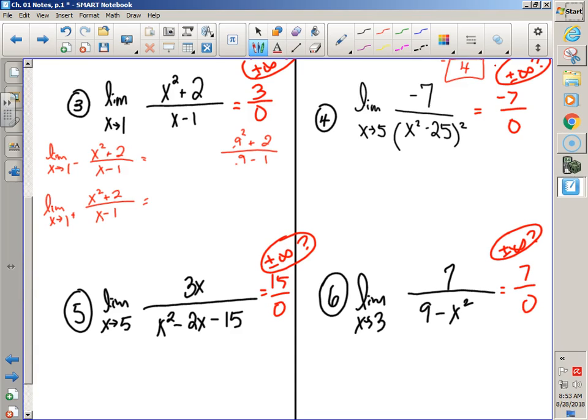What's the sign of the top? Positive, I don't know, it's positive. What's the sign of the bottom? And what's a positive over a negative? Do the same thing with 1.1 and then compare and say, same answer, different, DNE.